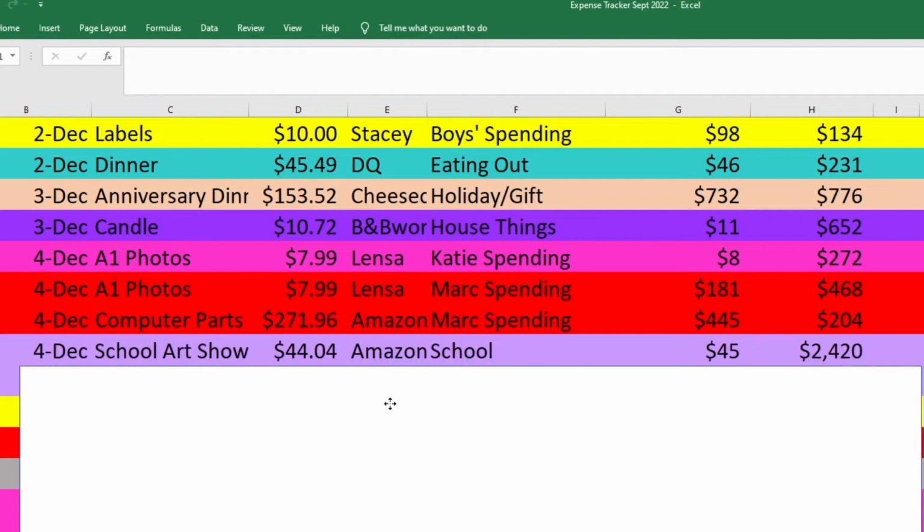So also on the fourth, I bought some things for my son's school. They are having an art show. He goes to an art class and they're having an art show to display all of the work they've done this semester. The teacher asked for donations of some supplies she needed to display everything, so I signed up to donate some things. That was a total of $44.04. I spent that on Amazon, and that came out of their school fund since it was for a school-related activity. So we spent a total of $45 out of that fund, and we have $2,420 remaining now.